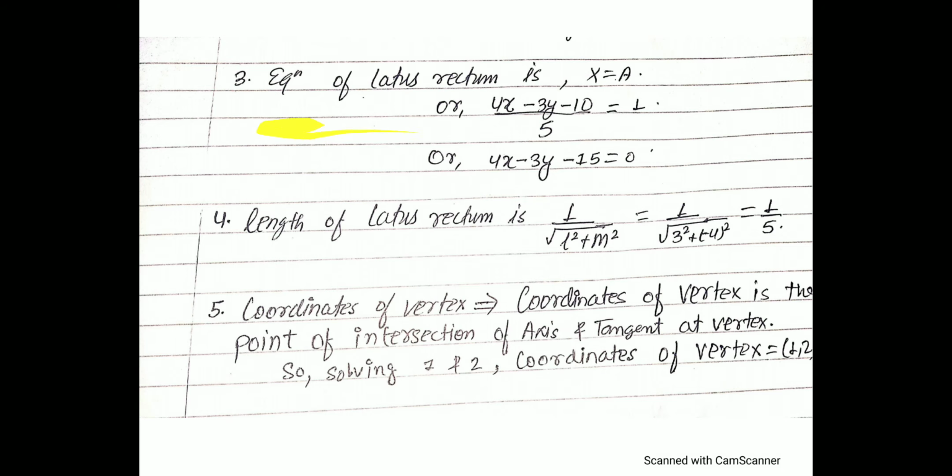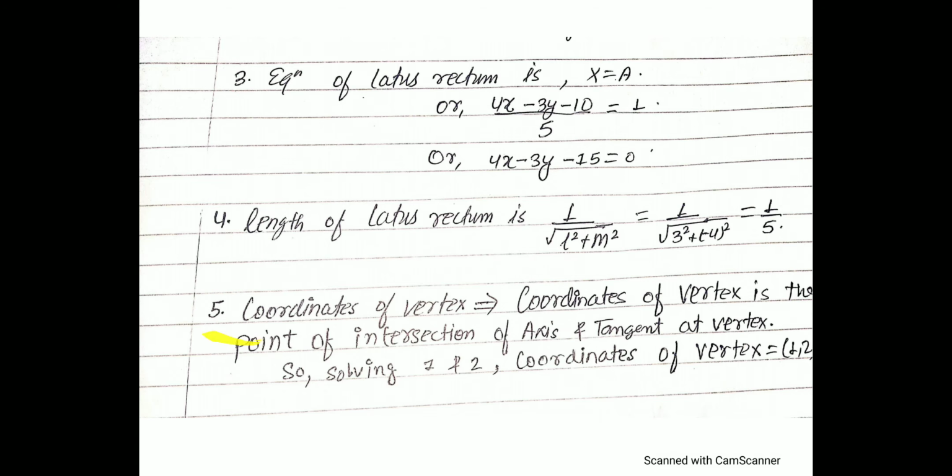Again we have the equation of the latus rectum, that is x = a. So we can write (4x - 3y - 10)/5 = 1. Solving this, we get 4x - 3y - 15 = 0. Again we have the length of the latus rectum, that is 1 by root under l² + m², which on solving and putting the values we get 1 by 5.